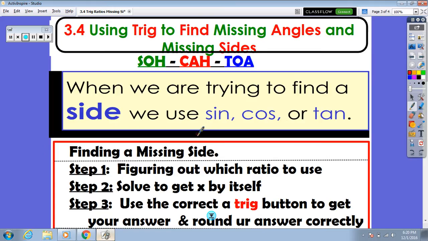So when we're trying to find a missing side, notice there is no inverse. We're just going to use sine, cosine, and tangent functions. So that means we do not have to hit second first when we put this in our calculator.